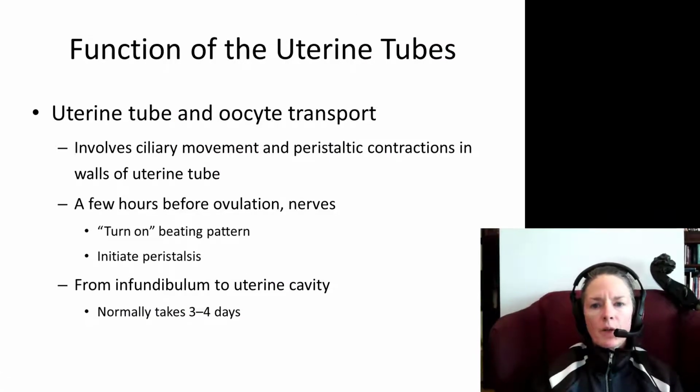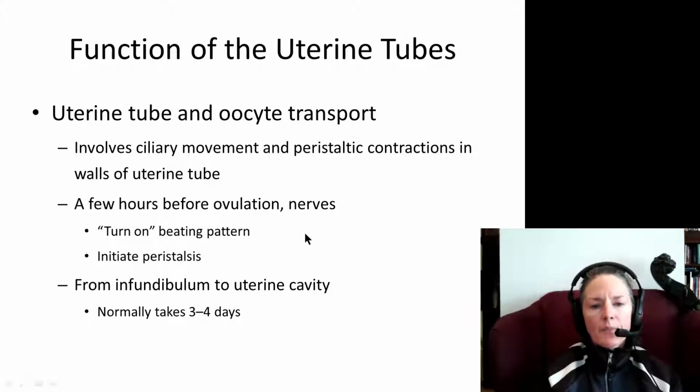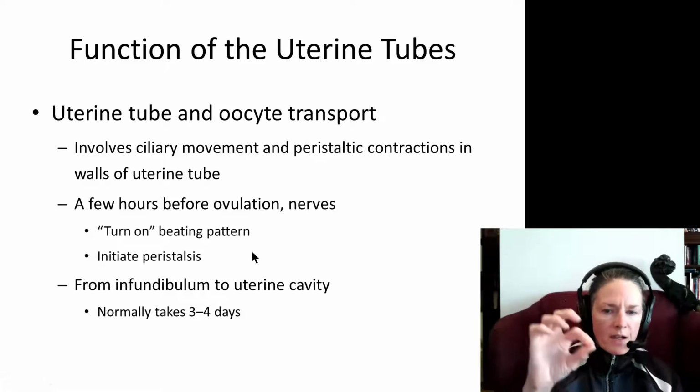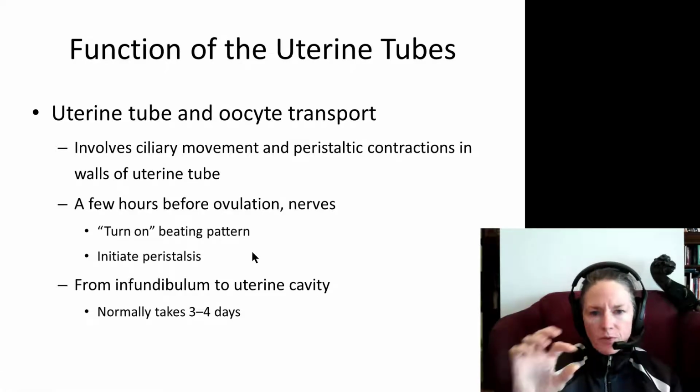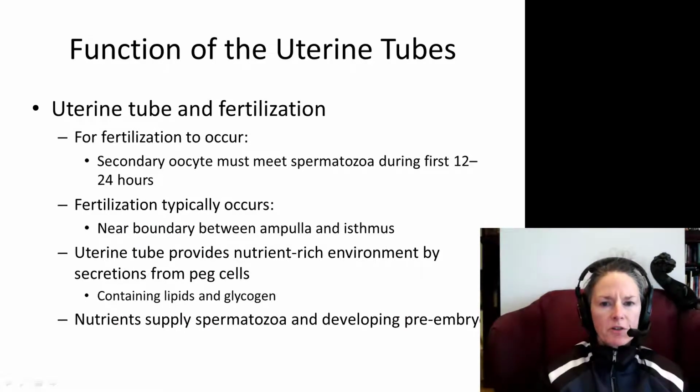All right, so we have both ciliary movement and peristaltic contractions. And basically, before ovulation happens, there are going to be some pelvic nerves that are going to start turning on this beating pattern of the cilia and initiate peristalsis. And so that's going to allow for the egg to be moved along the uterine tube as soon as it enters into it.